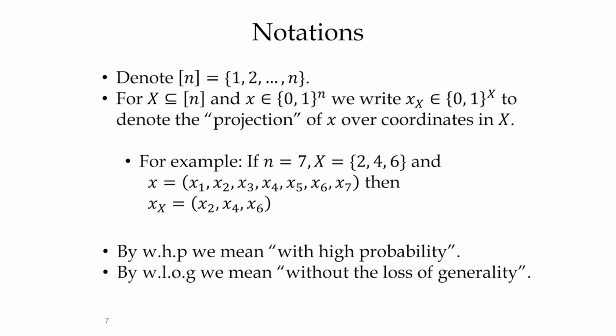Okay, before we dive in, I want to go over some notations so things will be easier for me to explain. This notation [n] means the group of n numbers from 1 until n. And for X in [n], and x a vector with the length n, we write x_X, which belongs to {0,1}^X, to denote the projection of x over coordinates in capital X.